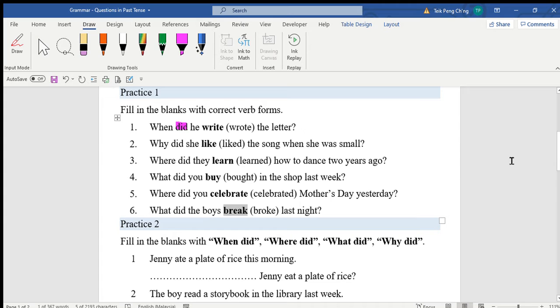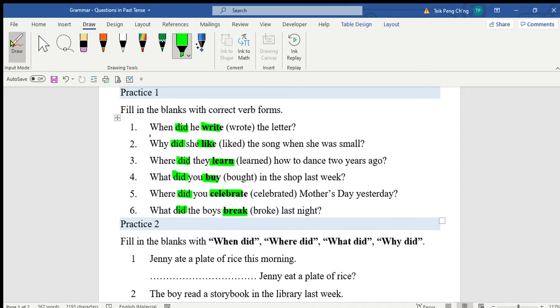Again, as you can see here, all of these questions are in past tense. How do we know these questions are in past tense? Because of the word did. Okay, did shows that these questions are in past tense, and because we use the word did here, we need to use root verb after that. We cannot use past tense.